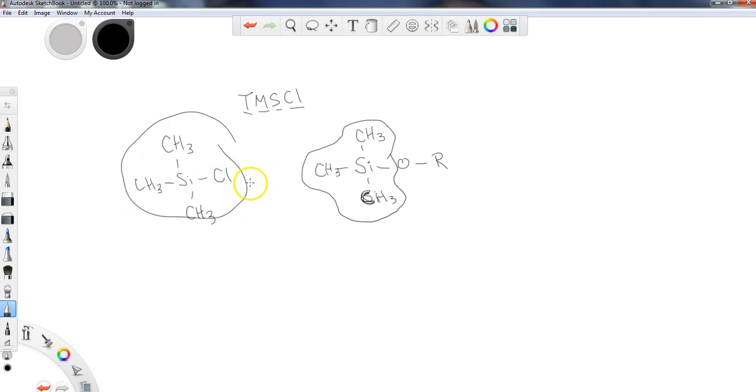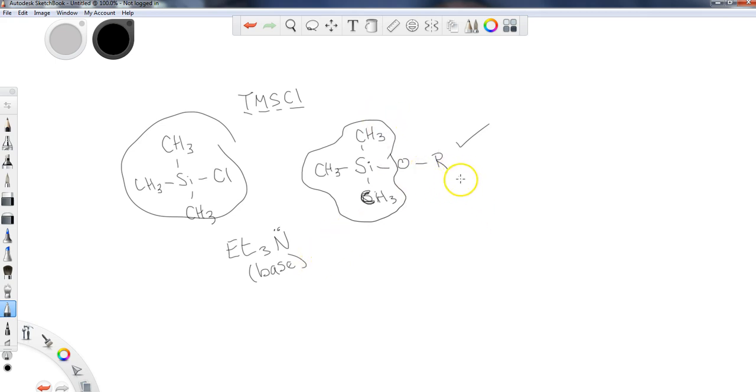This is TMSCl. So this group, when you couple it with triethylamine, which looks like this. This is a base, and we'll discuss why we need this in a second. If you couple these two things with an alcohol, you will protect the alcohol so that it appears in this form, and then you can undergo subsequent reactions before deprotecting it.